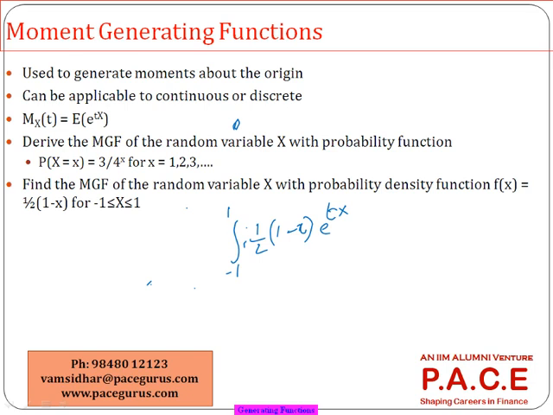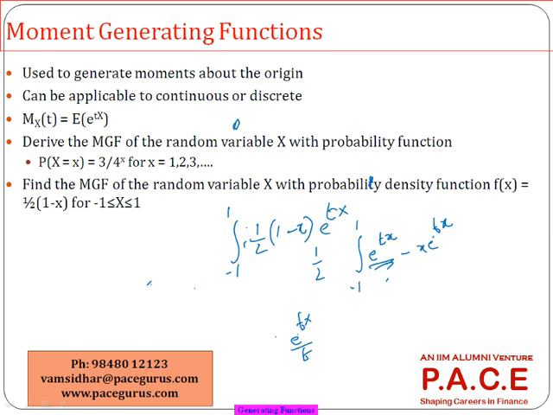So the integration part will be comfortable itself. 1 by 2 I take it out, from minus 1 to 1. If I simply expand it, this 1 into e power tx is e power tx minus x into e power tx. Now for the first part, the integration is nothing but e power tx by t.